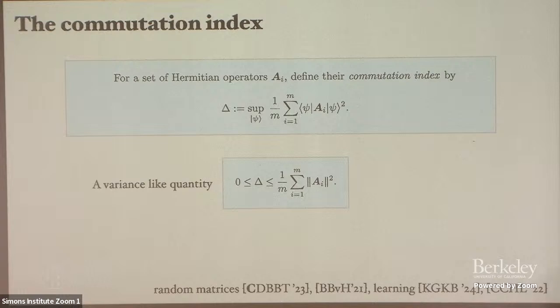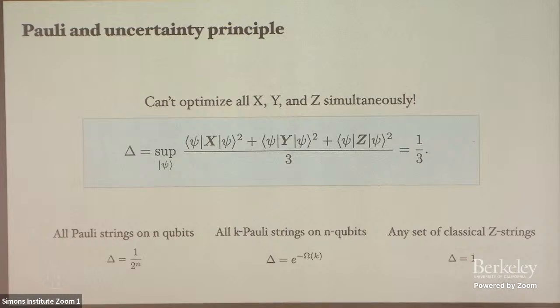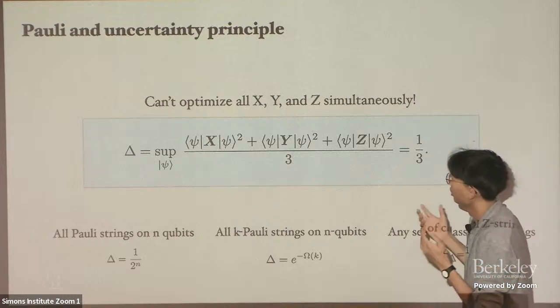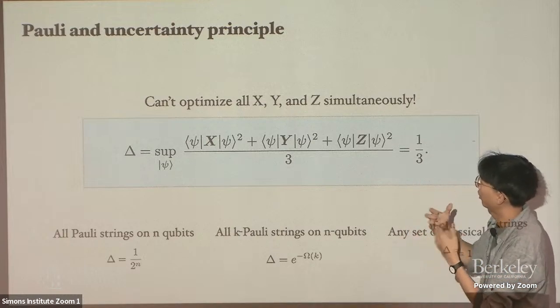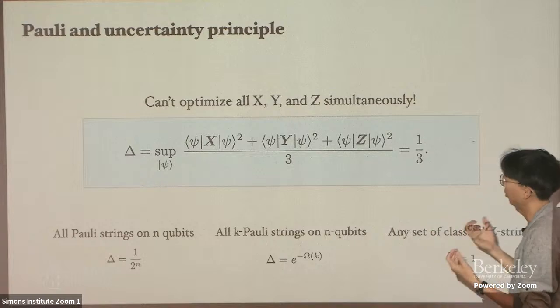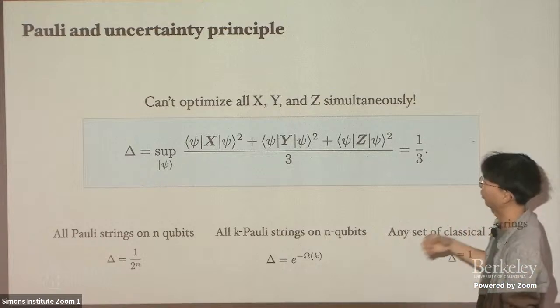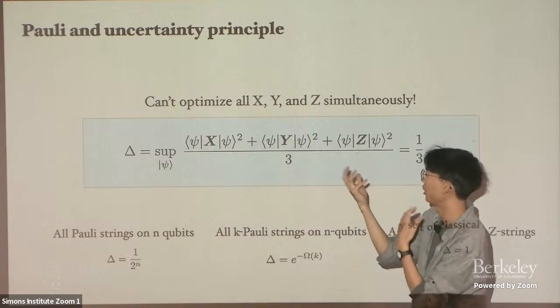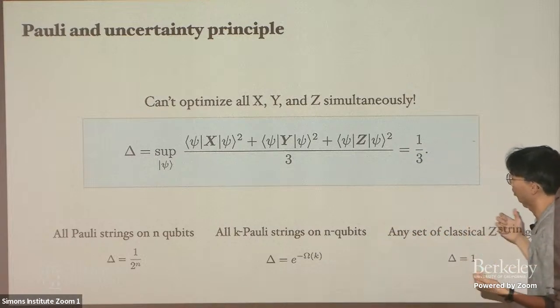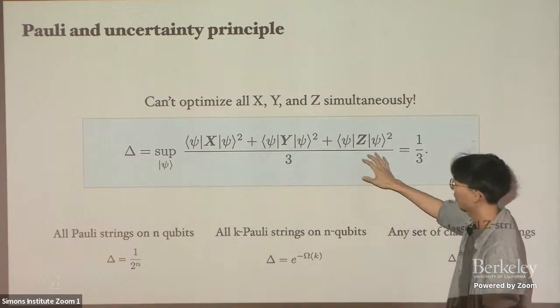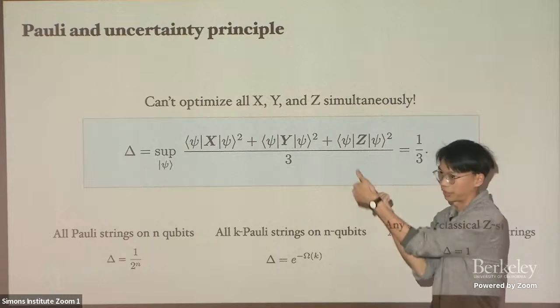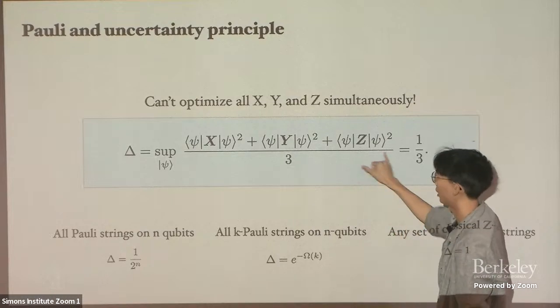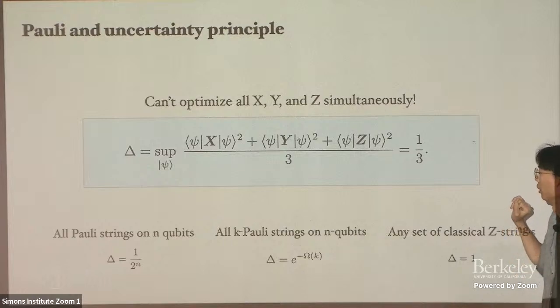So if you just look at this, it's not so clear what it does. But let me consider this example with Paulis. It turns out this quantity measures how commuting they are, or the ability for a fixed state to simultaneously align with all these matrices. For Paulis, because X, Y, Z are non-compatible, it's hard to optimize all of them. And then the best you can do is just this.